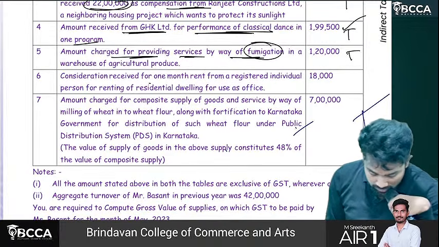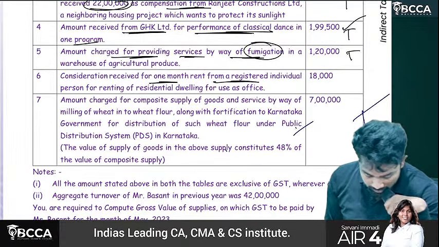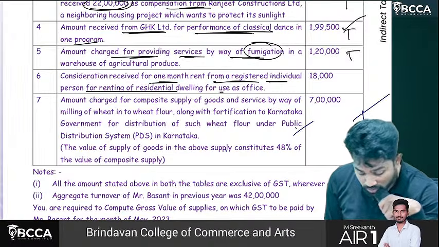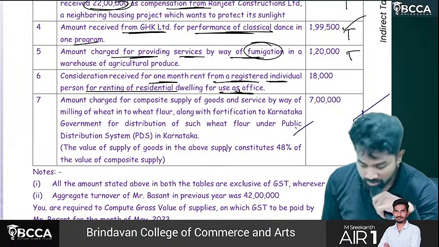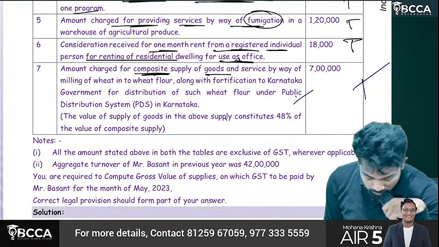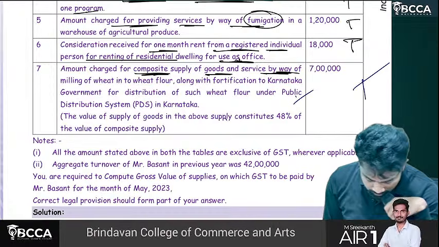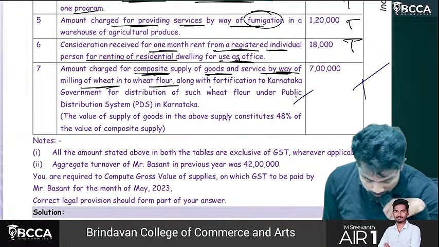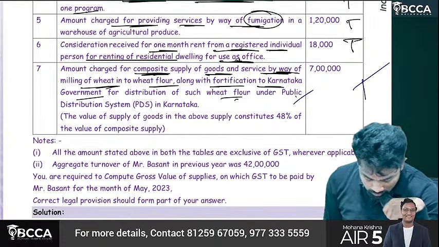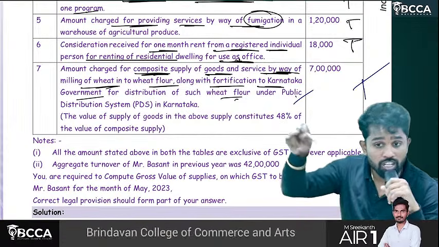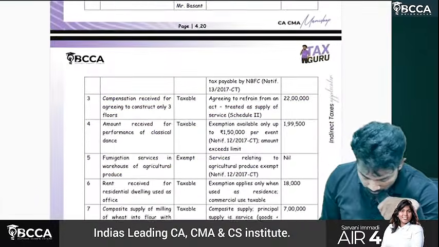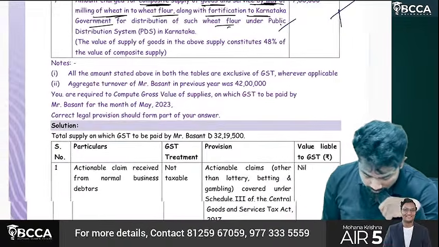Then consideration received for 1 month rent from a registered individual for renting the residential dwelling, but which is used as office. So no exemption available, sir. Taxable. Then amount charged for composite supply of goods and service by way of milling of wheat into wheat flour along with fortification of Karnataka government. But the goods constitutes how much, sir? 48%. But what we said at previous point, it should be within 25%. Here above 25%, sir. So what it is like? Taxable.